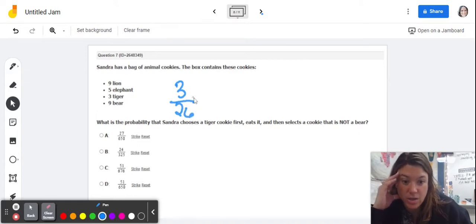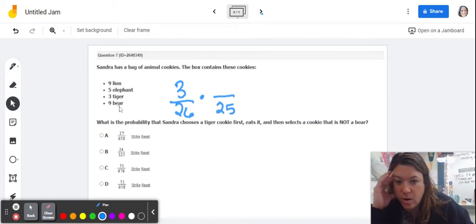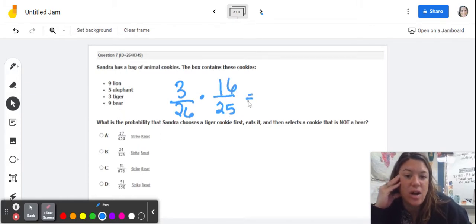And then she eats that cookie. So now there's not 26, there are only 25 cookies. And not a bear. So if there are 9 that are a bear, out of the 25, then there are 16 that are not a bear out of the 25 that are left. Okay, does that make sense?